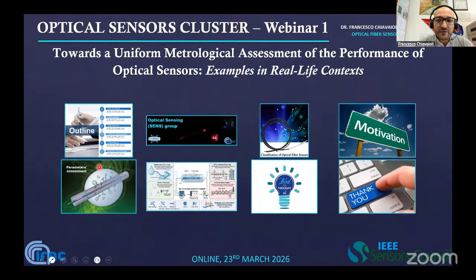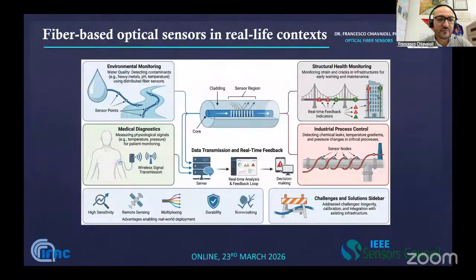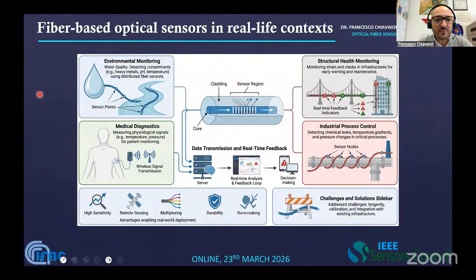Okay, the first part, the academic part we can say, of this webinar is closed. So we move to some examples of the concepts that I told you so far in real-life applications using optical fiber devices. This is a very illustrative picture where it is easy to find that optical fiber devices can be used in very different scenarios.